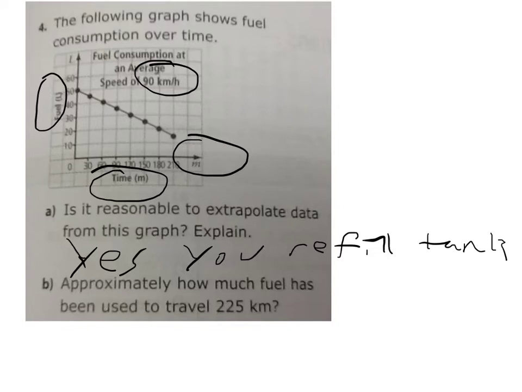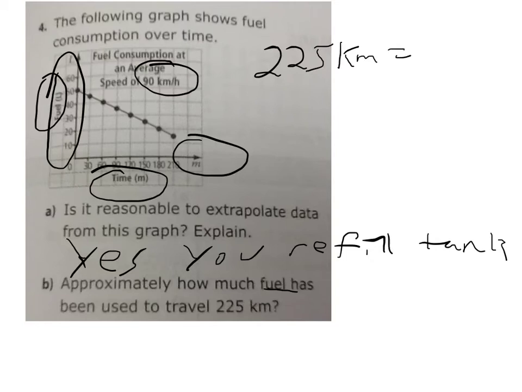Now the other question, as it says, is approximately how much fuel has been used to travel 225 kilometers. Well, there's a little bit of work to do in that. Now, as we said before, we're trying to figure out how much fuel, so that's going to be in liters. So we're going to be reading and trying to figure out what's going on from here. Now, the piece of information we don't know exactly yet is time. But what we do know is that the distance traveled is 225 kilometers. We also know that the rate is 90 kilometers per hour.